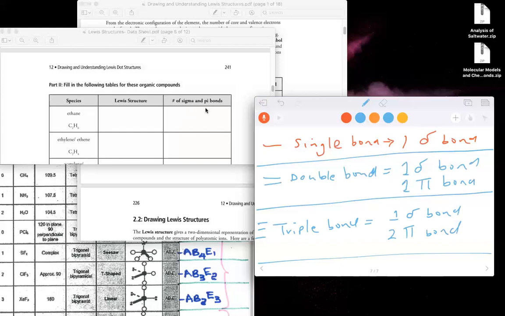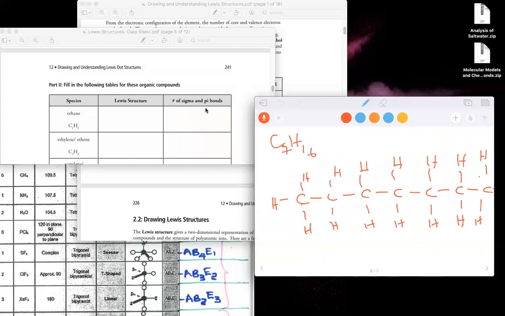Let me go back to my structure for my example here. I'll count and say how many single bonds do I have? How many double bonds do I have? Count all the single bonds, and that will be equivalent to your sigma bonds. Do you see any pi bonds? No, I don't see it. So you just say 0 pi bonds, and then you move on to the next.